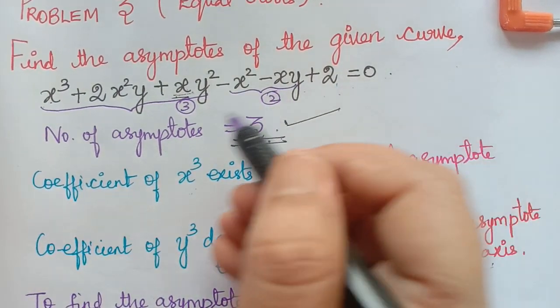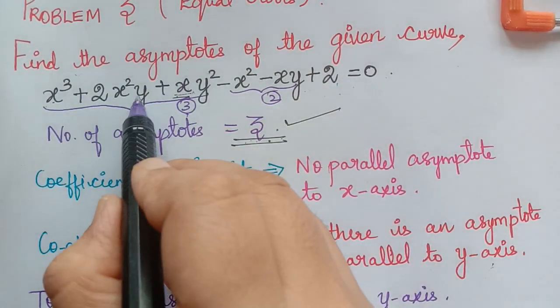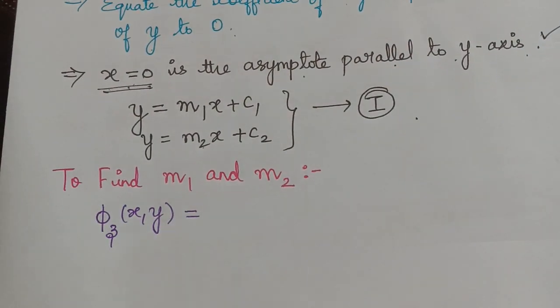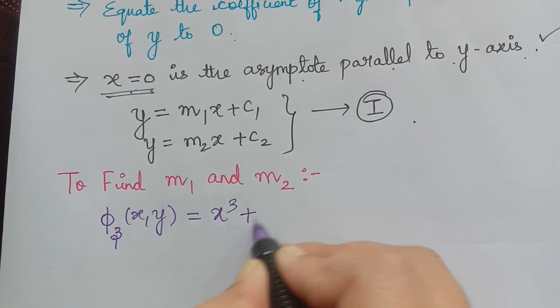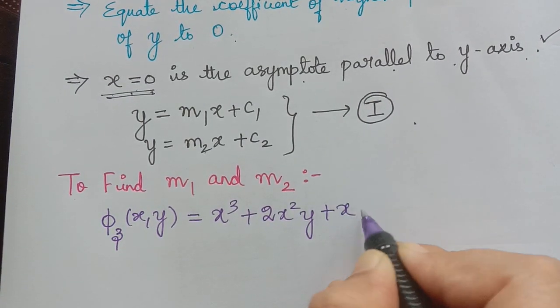So now in that case, the highest degree is 3. And so we will be having these 3 terms with degree 3. So we can take that and write here. So that will be equal to x cube plus 2x squared y plus xy squared.